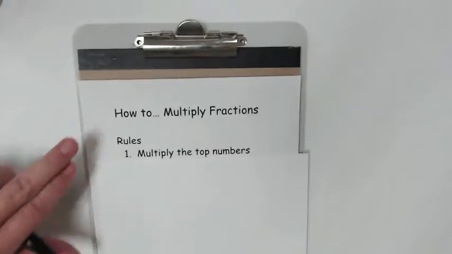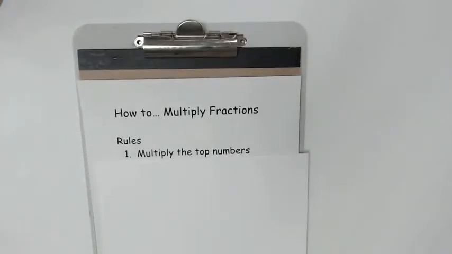1, multiply the top numbers together. Once you multiply the top numbers together, you write that number down in your answer as your new top number. And that top number is called a numerator. So multiply your top numbers together first.